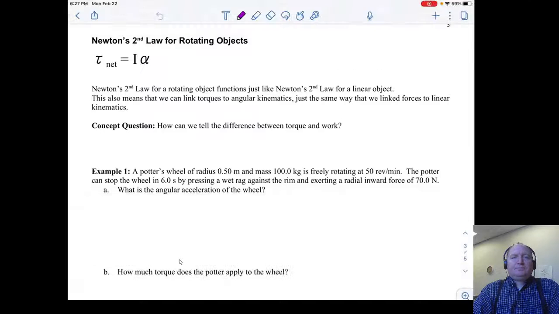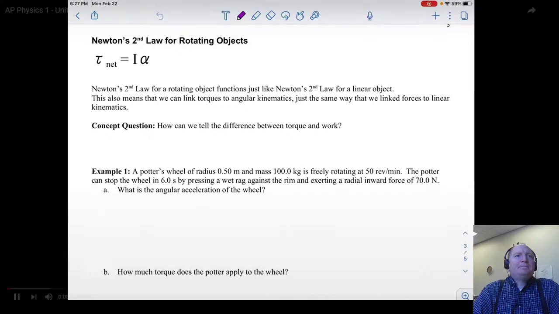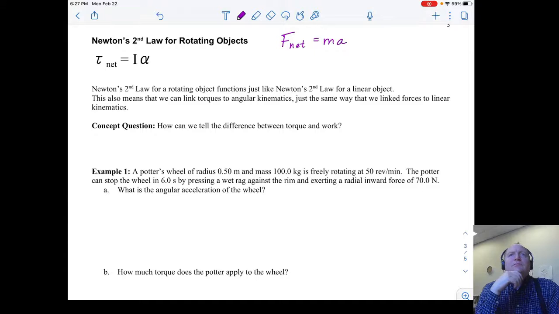So now we are going to apply the idea of torque to a rotating system. Fun. And what we're going to see is that if we take Newton's second law for linear systems, which is F net equals ma, we can create a rotational analog. Cool. What I mean is that these two situations are similar. Instead of writing F net, I'm going to write net torque. Instead of writing mass, I'm going to write moment of inertia. And instead of writing acceleration, I'm going to write angular acceleration.